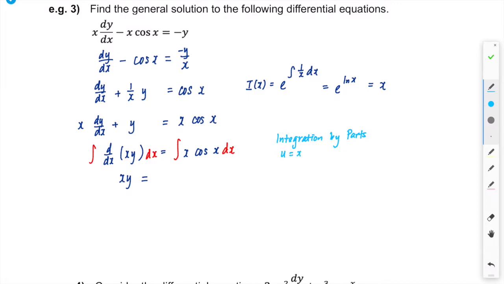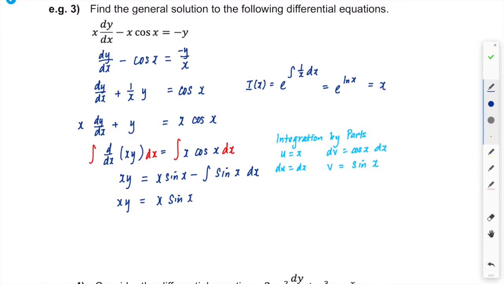What do we have here? We let u be x, let dv be cos x dx, so that du is dx. v is the integral of cosine, which is sine x. I hope I did it correctly. And then applying the formula, uv is x sine x minus the integral of v du, sine x dx. Okay, not so bad. So xy equals x sine x, and the integral of sine is negative cosine, so plus cosine x plus c.